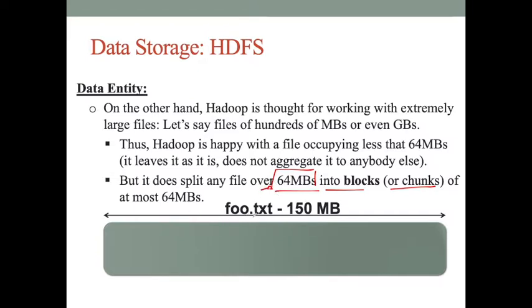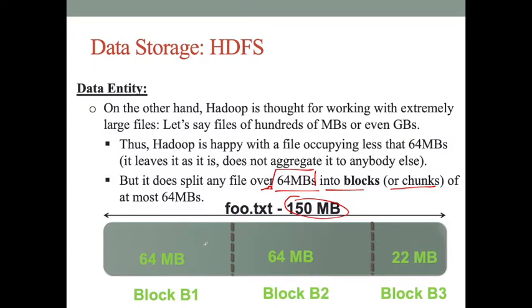Imagine that you have one single file, and this is the size of the file. Now we're going to split this into pieces, which are blocks. This is going to be one block, this is going to be the second block, and this is going to be the third block, which is going to be less than the maximum amount. This is how we partition the information in a Hadoop distributed file system.